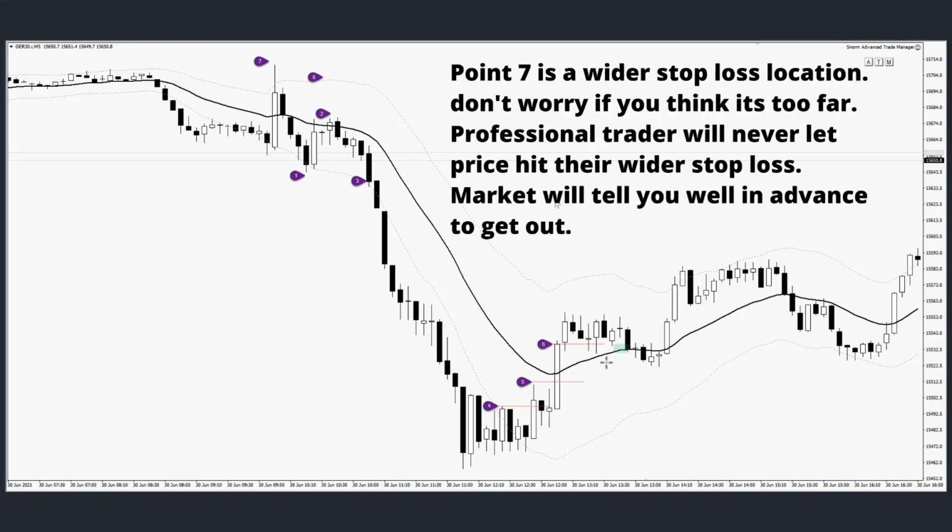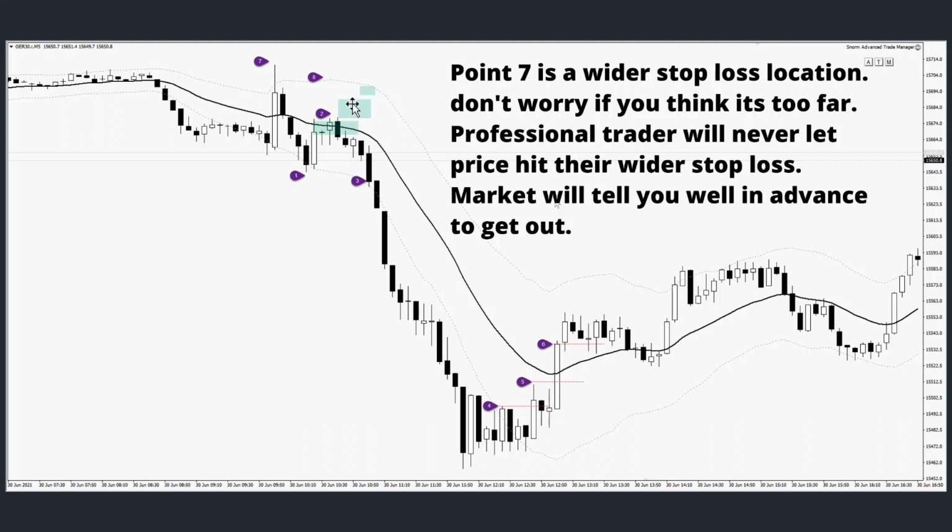Now, 0.7 is a wider stop loss location. But don't worry, because if you think it's too far, you need to know that professional traders will never let prices hit their wider stop loss. The reason it's wider is because when you make your entry here, you still don't know that the pullback has ended. So the pullback will probably come a little bit further up, right?